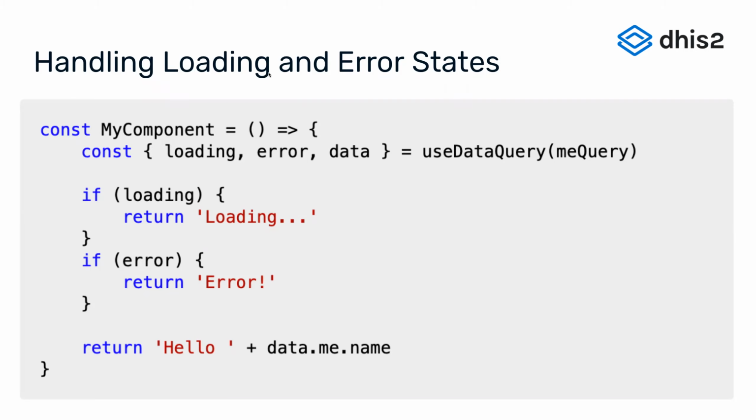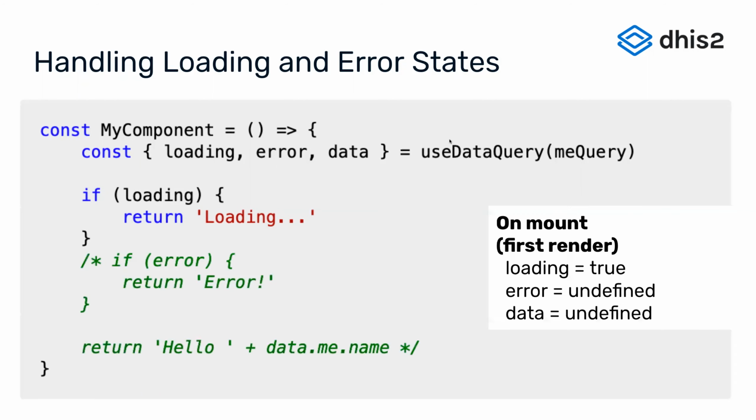And I'll show you how that works here. This is general React stuff, but it's important to know when you're using a hook like useDataQuery to access data in a React functional component. So the first render, or on mount of this component, what actually happens?